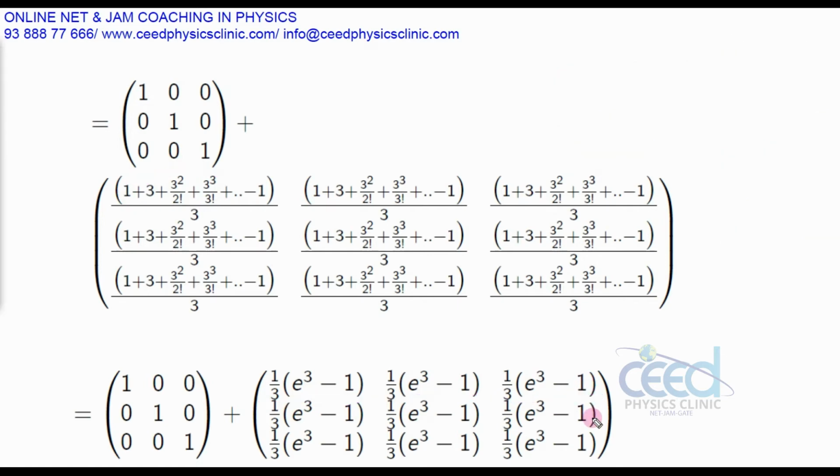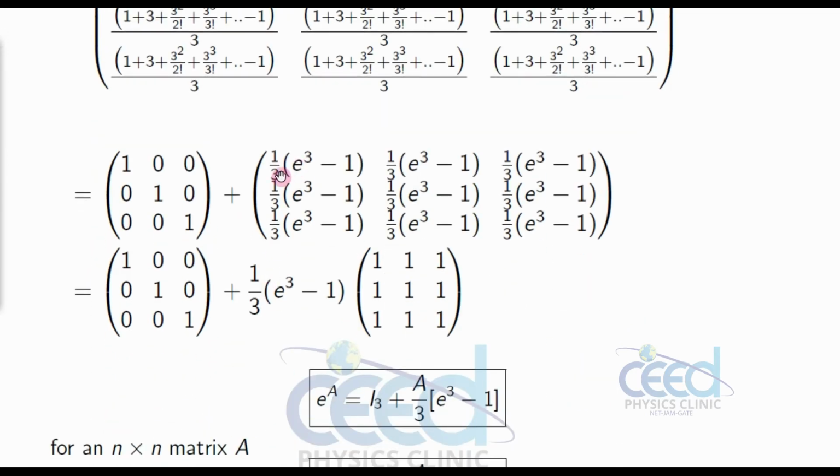So all the terms I replaced with 1 by 3 into e cube minus 1. Now this I can keep again here, and 1 by 3 e cube minus 1 is common, and that I am going to take out. That is 1 1 1 1 1 1 1 1 1. This is our started matrix, that is A.